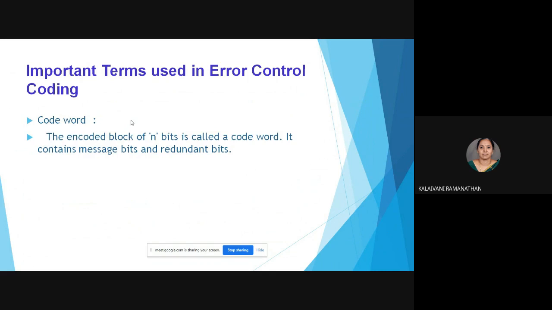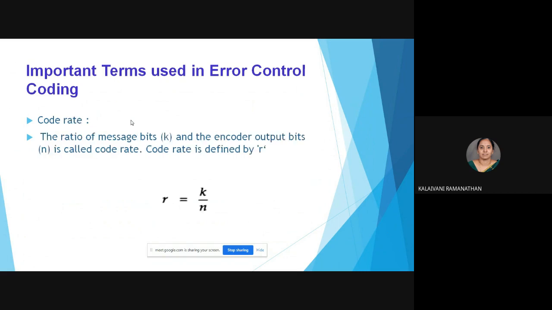Important terms used in error control coding. Code word: the code word represents the encoded block of n bits. It contains the message bits and the redundant bits. Code rate: the ratio of message bits to the encoder output bits is called the code rate. Code rate is denoted by R and is mathematically given as k by n.